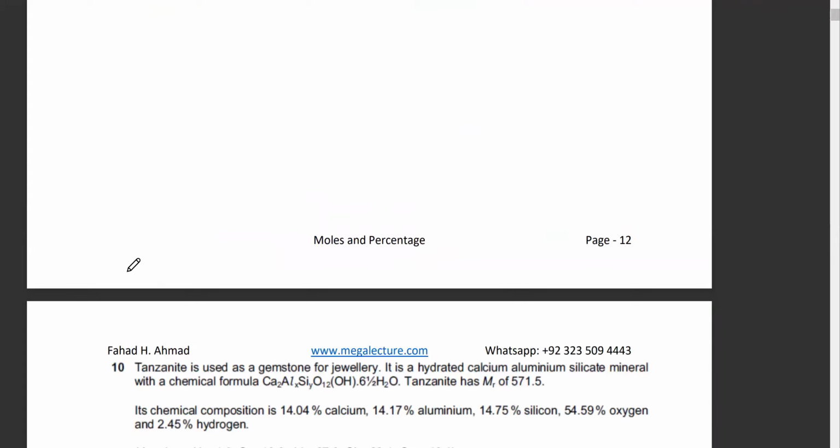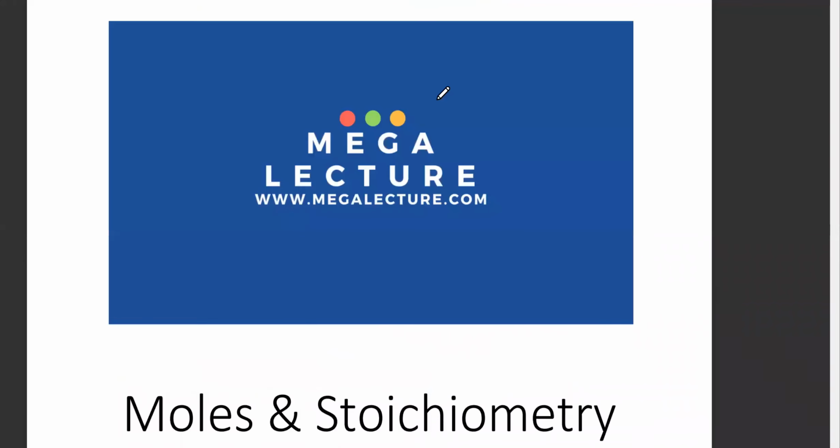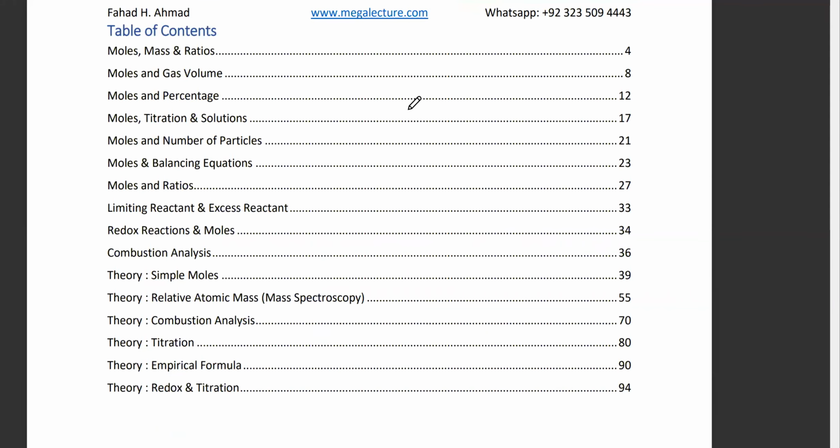Now, this is about empirical formula. I mean, empirical formulas are kind of easy. Let's do moles and number of particles first. Okay, let's do moles and percentage.